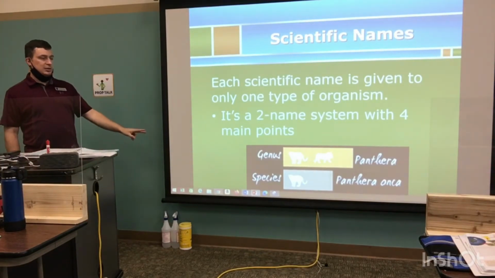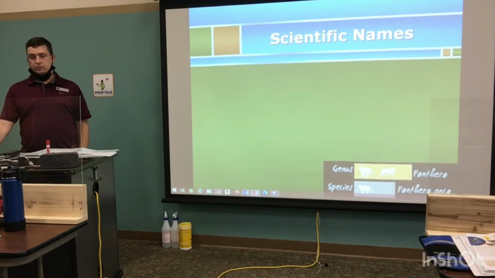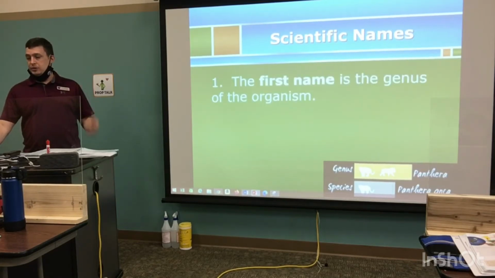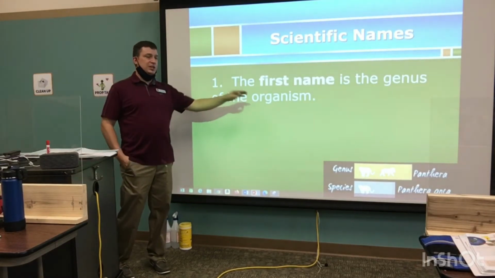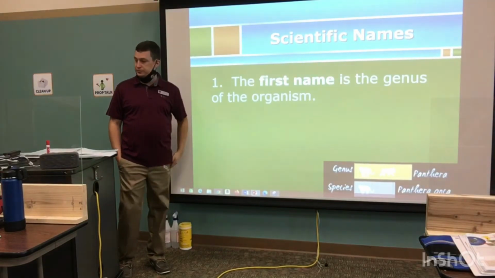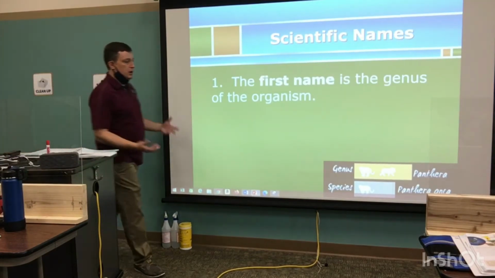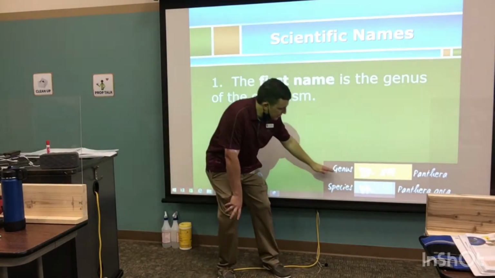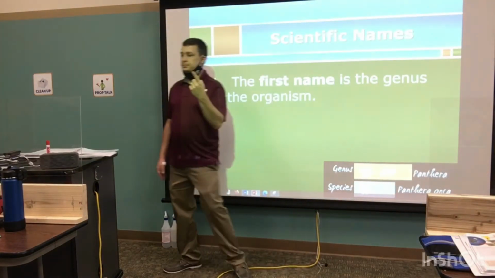This two-name system has these qualities. First of all, each species gets a first name, just like I get the first name Eric. Well, the first name in scientific naming is the genus, the genus of that organism in its classification. So in our example of Panthera onca, you see its genus is Panthera. So its first name is Panthera.